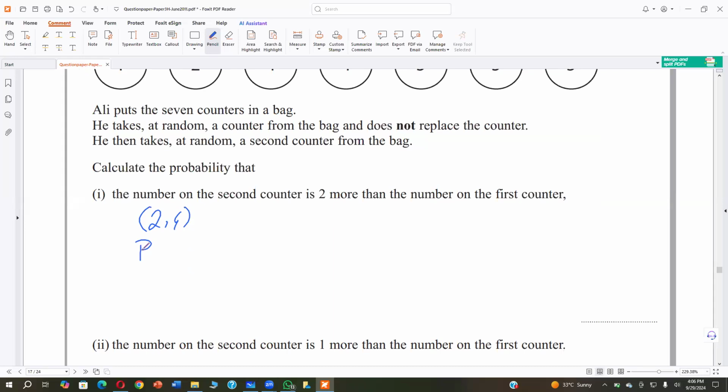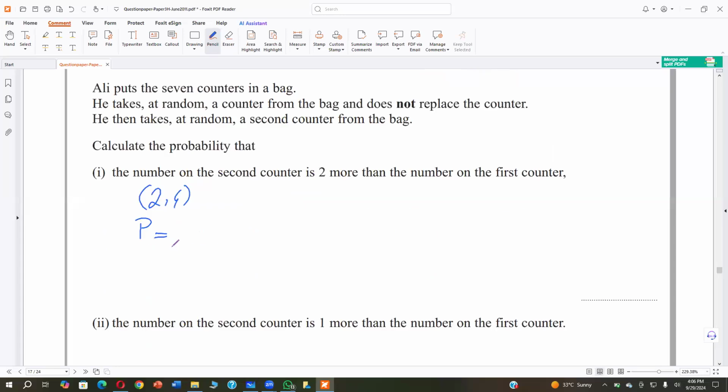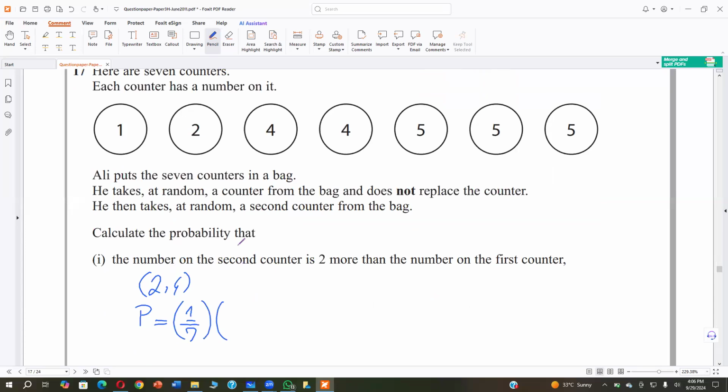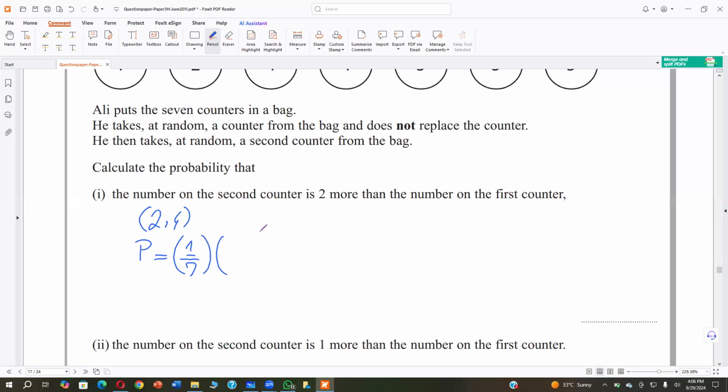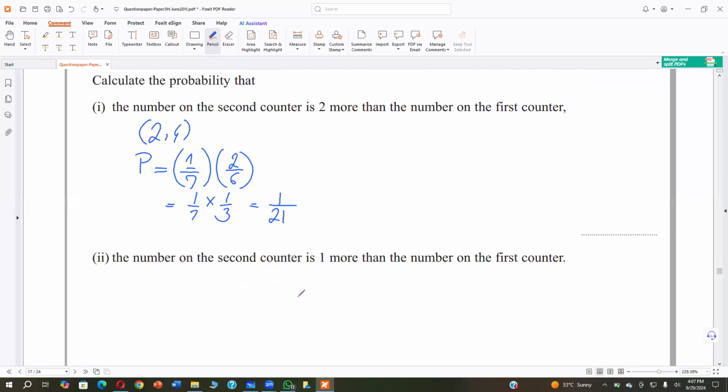So if I make the probability of getting a 2, there are 7 counters, and there's only one counter with 2. So 1 upon 7. What do you think for the 4? There are 2 4s. So should I write 2 upon 6? Yeah. Okay. This is the first answer, 1 upon 21.